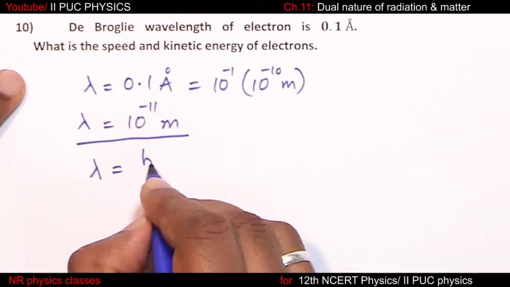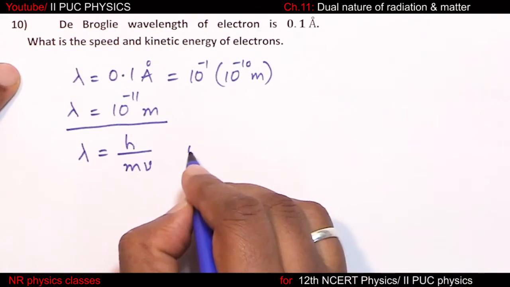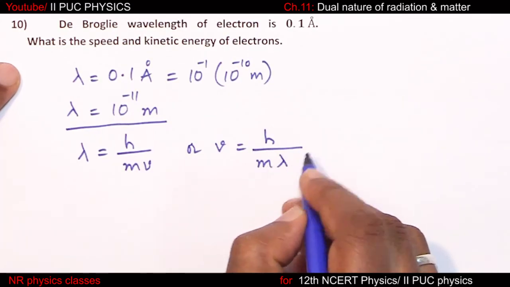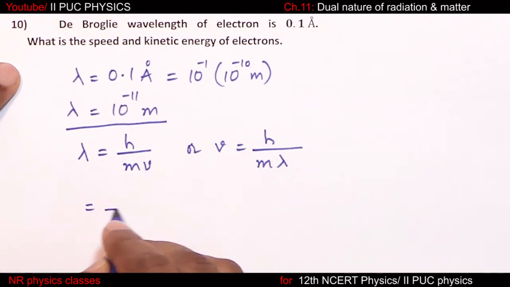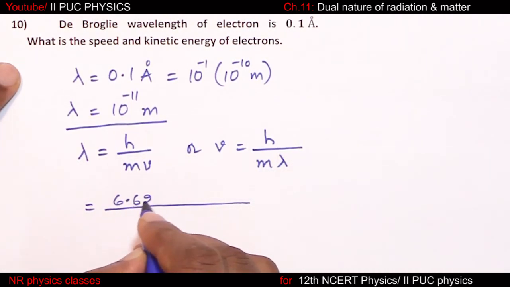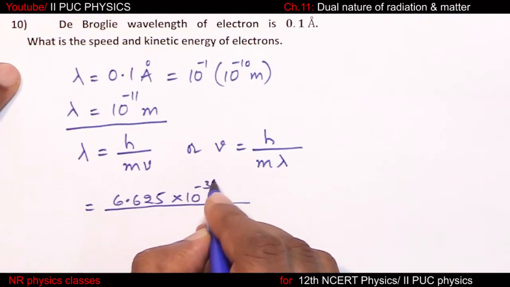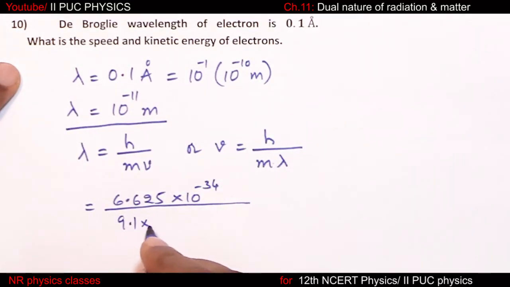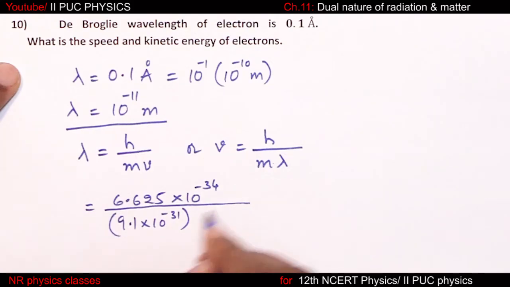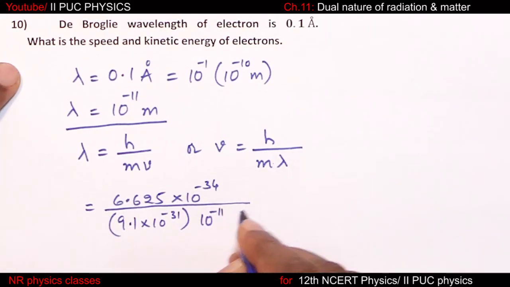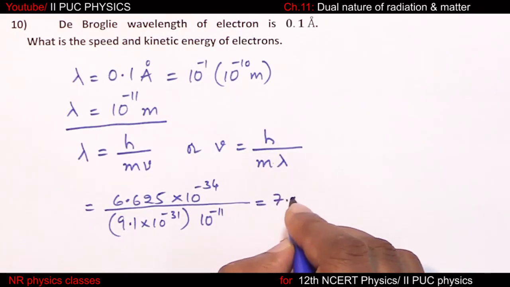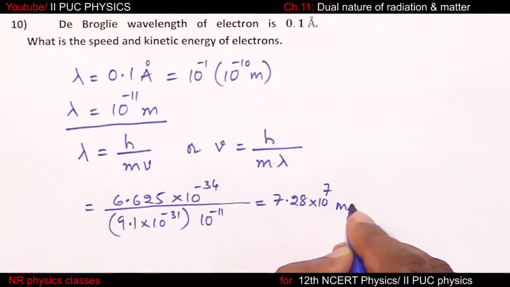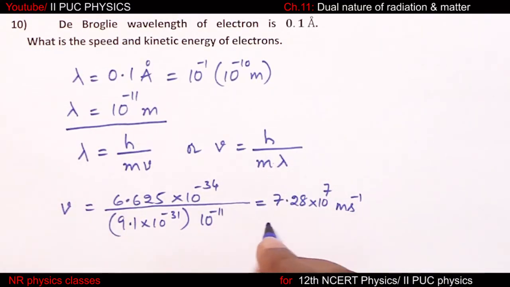Lambda equals h by mv, or v equals h by m lambda. H is Planck's constant, 6.625 × 10 power minus 34. Mass is, this is for electron, therefore 9.1 × 10 power minus 31. Lambda is 10 power minus 11, equal to 7.28 × 10 power 7 meter per second. So this is velocity or speed.